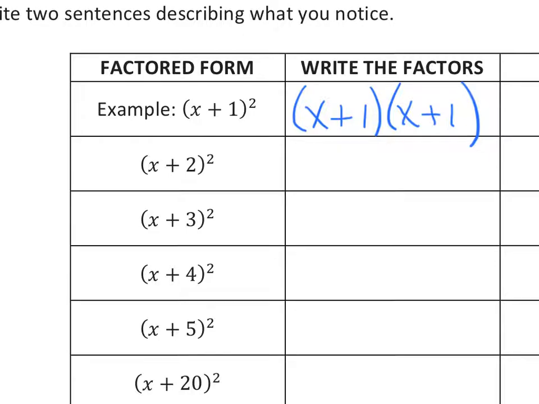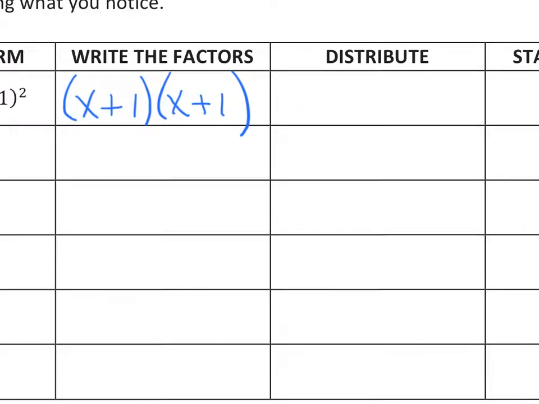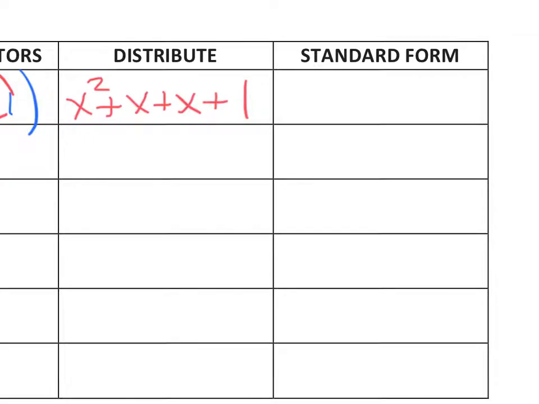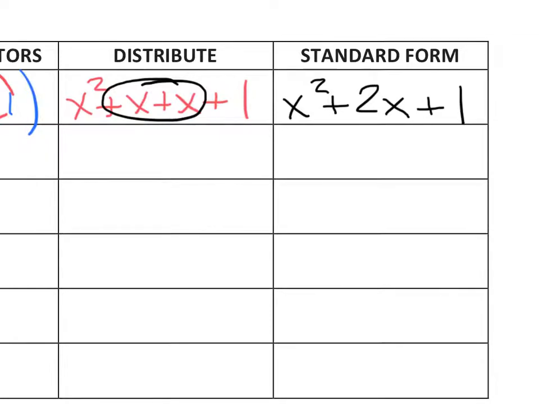Then, when I multiply it out, you must remember back to how to do that. X times x, x times 1, 1 times x, 1 times 1. And then add your like terms. You have two x's in there, so x squared plus 2x plus 1.